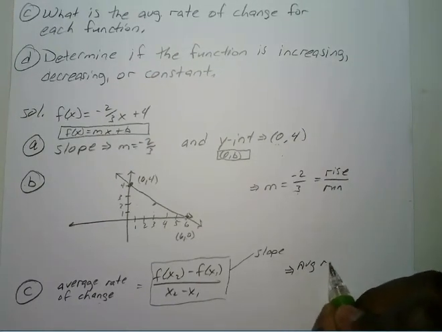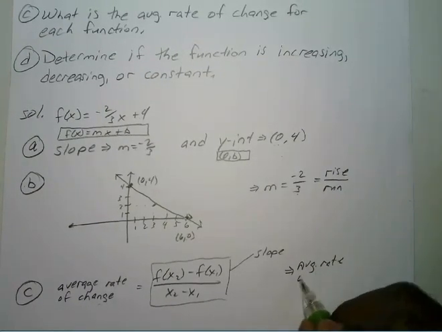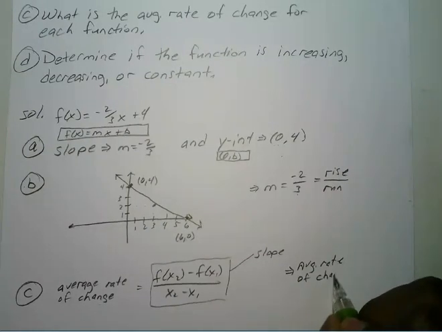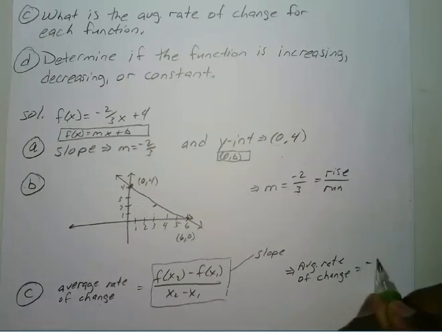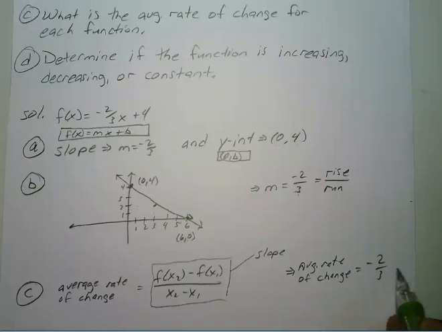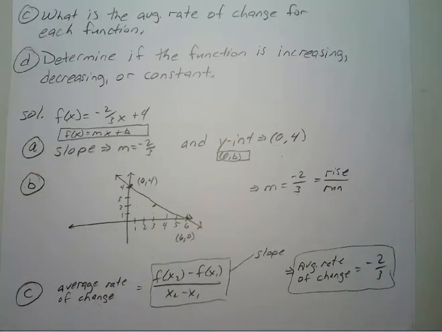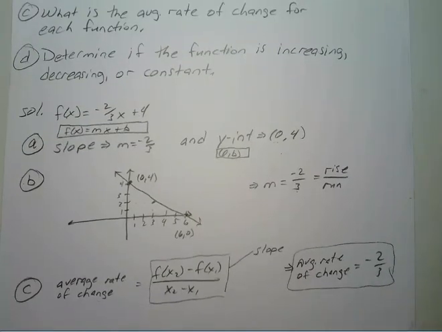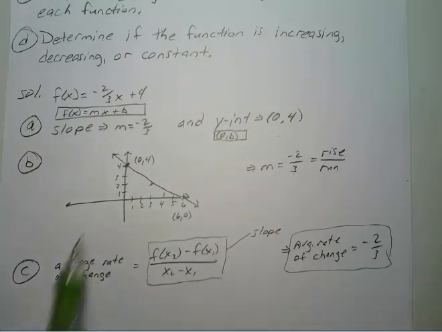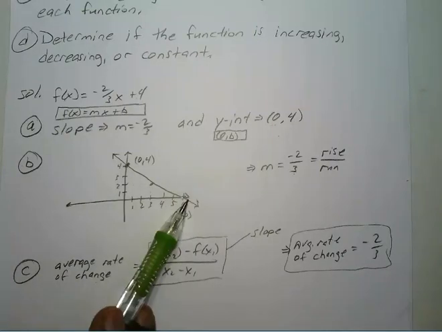So the average rate of change is equal to negative 2 over 3. Okay, so now if you actually wanted to calculate it, you could. You could do the same thing. So let's say if we pick those 2 points on the graph.